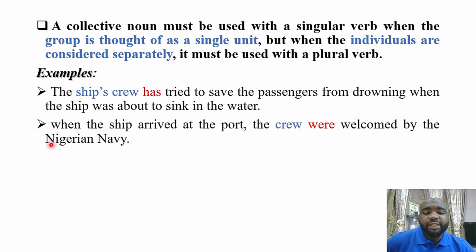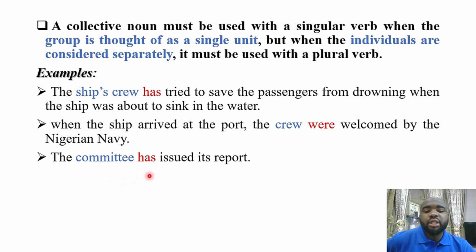But in this example, when the ship arrived at the port, the crew were welcomed by the Nigerian Navy. The crew were welcomed here. The crew is being considered as what? The separate individuals are considered here. That's why we have the plural form of the verb here, and here we have the singular form of the verb. Crew as a whole, crew as individual members.